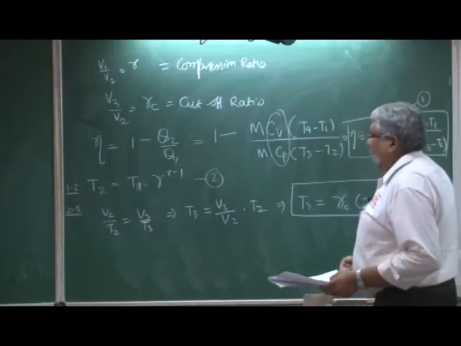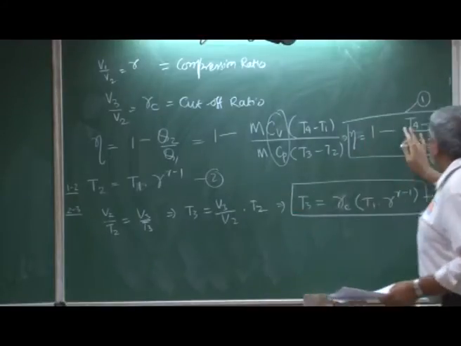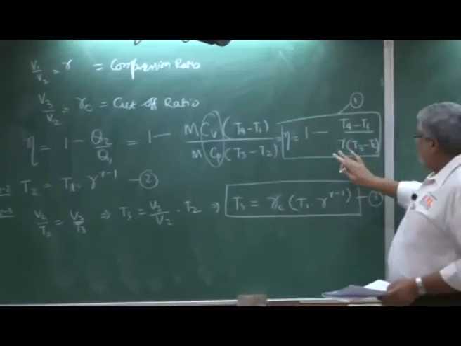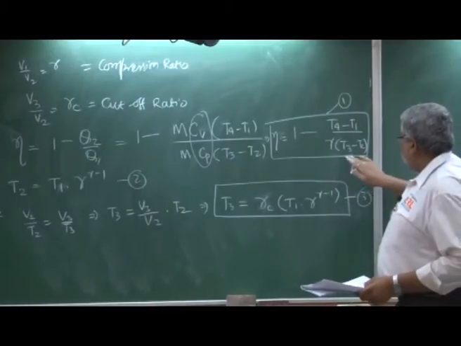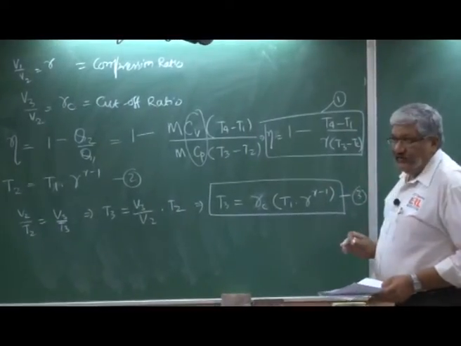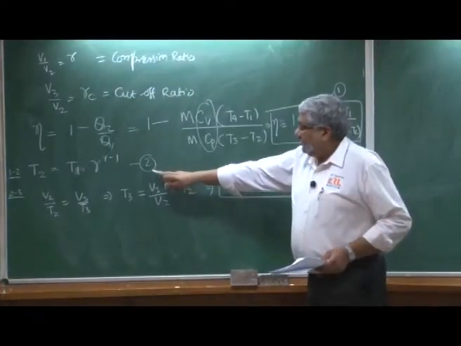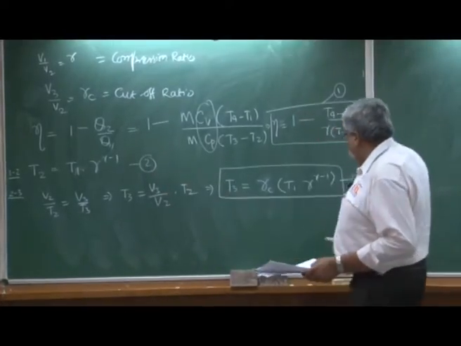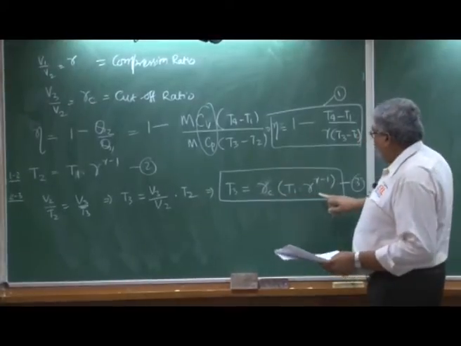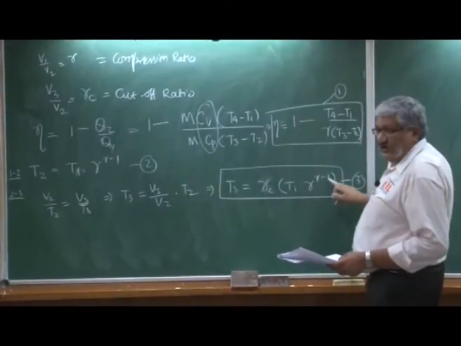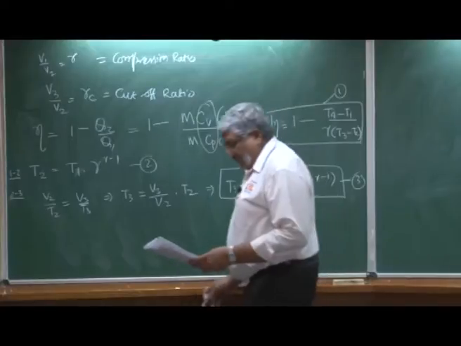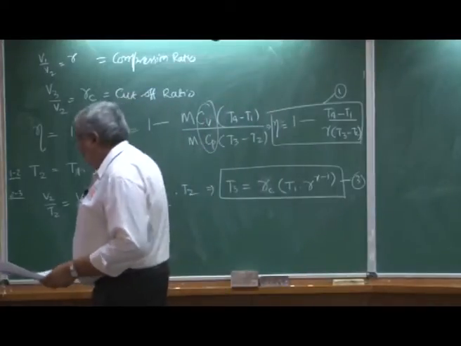So now I have found T2. I want to simplify this, so in order to simplify I have to remove T4, T2 and T3. I have written the expression for T2 in terms of T1, r and gamma. I have written the expression of T3 in terms of rc, r, T1 and gamma. So now the only thing left is T4.